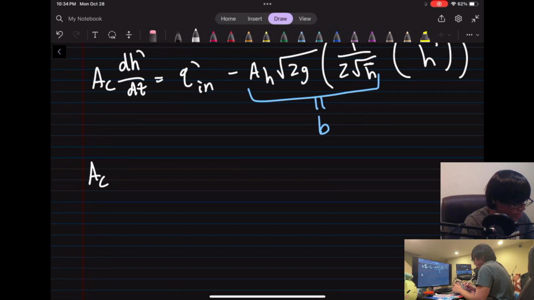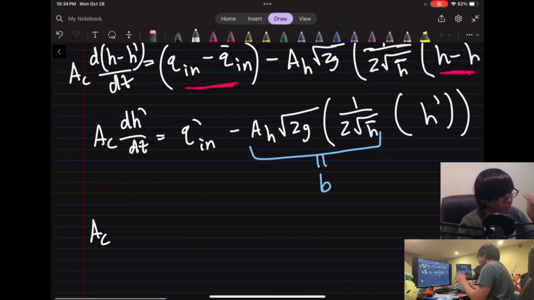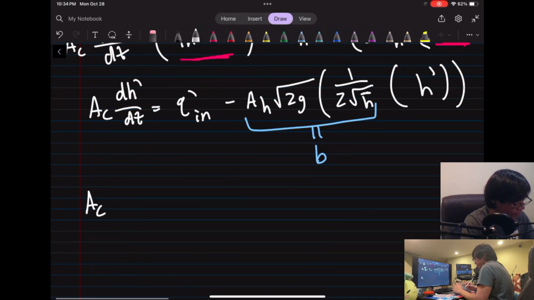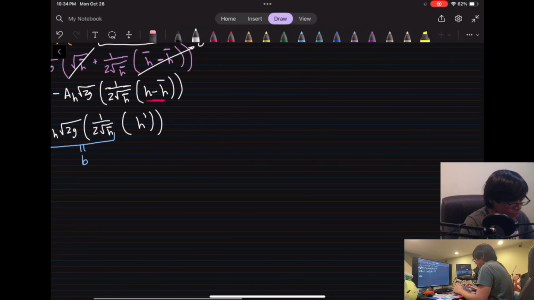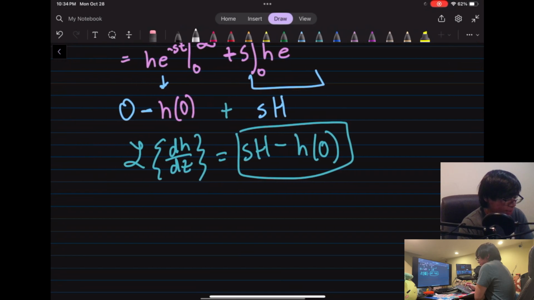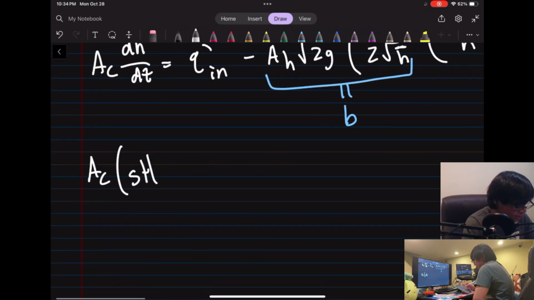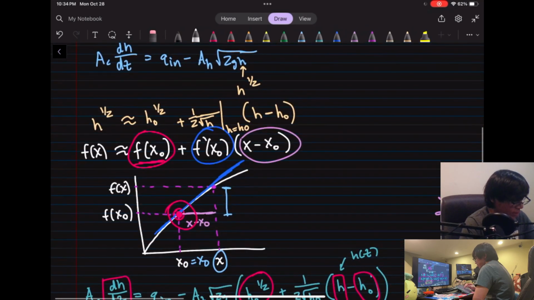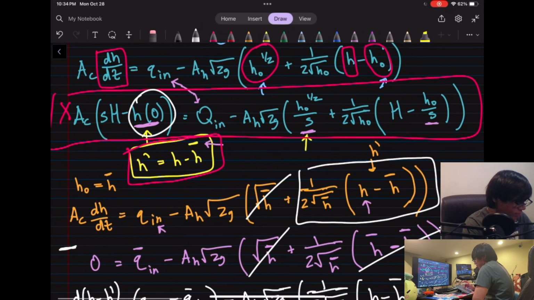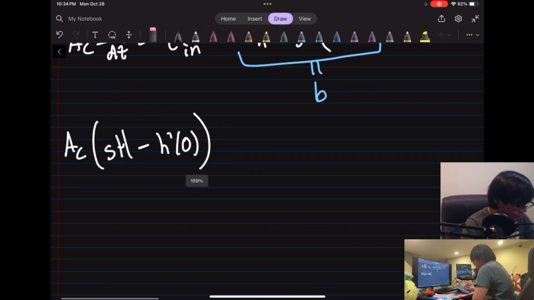So we have cross-sectional area, then the Laplace transform of our derivative, or dh prime over dt, the change in height. Now in terms of the deviation variable, we have sH, remember our Laplace transform we did over here. So s times Laplace of h minus that initial value. Well, now you'll notice this initial value is actually 0. So that's what I was talking about earlier up here, this idea of trying to get rid of that value, since there's really no way we can get rid of it. Well, now we do it right here.